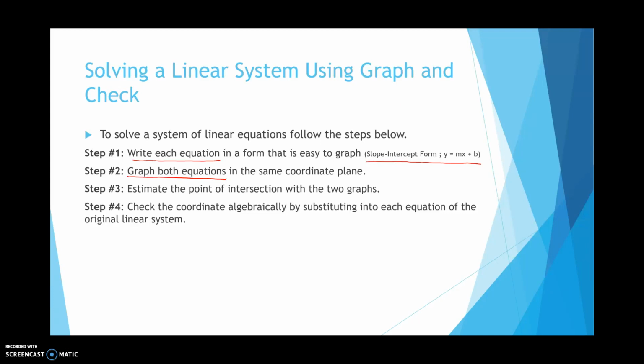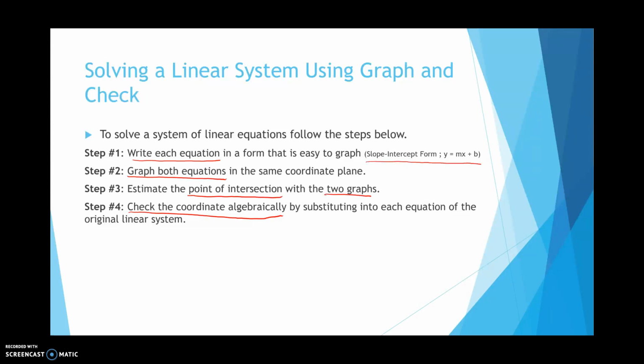Step number 3, you're going to find the point of intersection when you put together those two graphs. Once you find that point of intersection, that is your ordered pair that makes the solution true. Then you would check the coordinate algebraically by substituting that intersecting point into each equation to see if it's true or not.